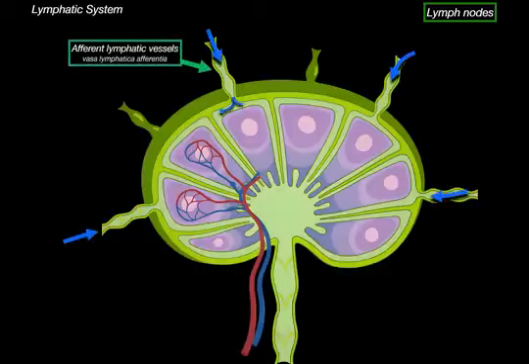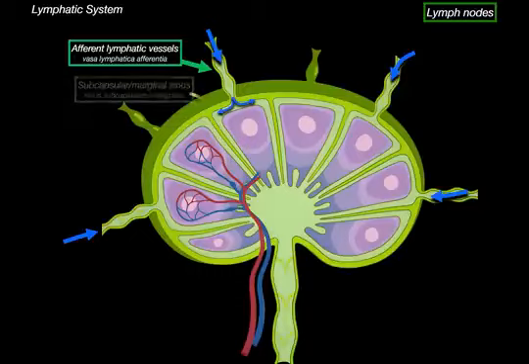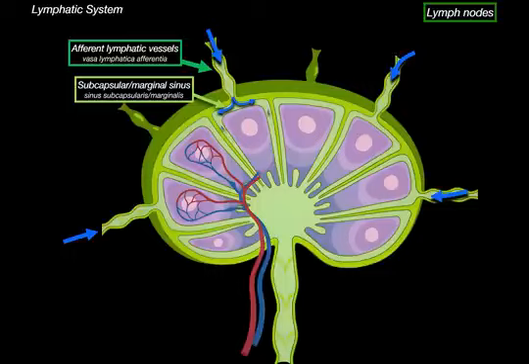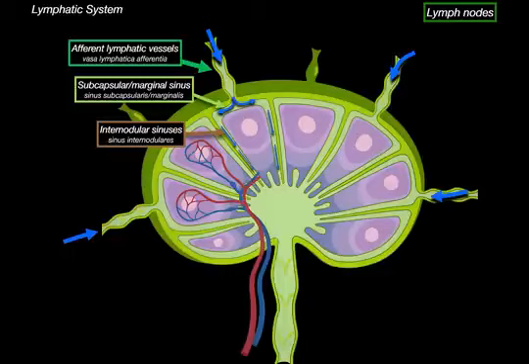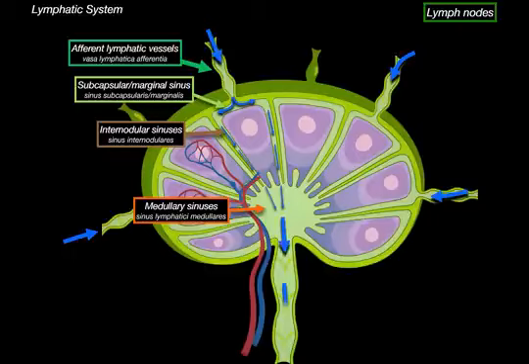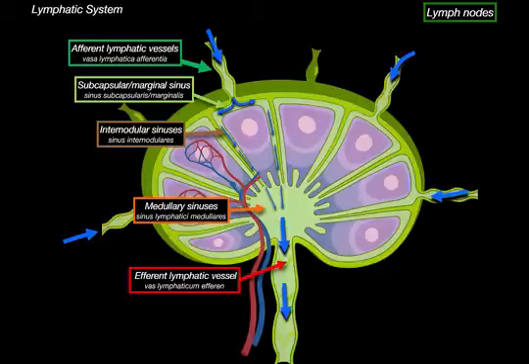Once inside, it flows into a space just beneath the capsule known as subcapsular or marginal sinuses. From here, lymph moves deeper through the cortical and the paracortical regions via small internodular sinuses, then into the medullary sinuses located in the center of the node. After being filtered, the lymph exits the node through the efferent lymphatic vessels at the hilum and continues along its pathway towards the larger lymphatic trunks and ducts.